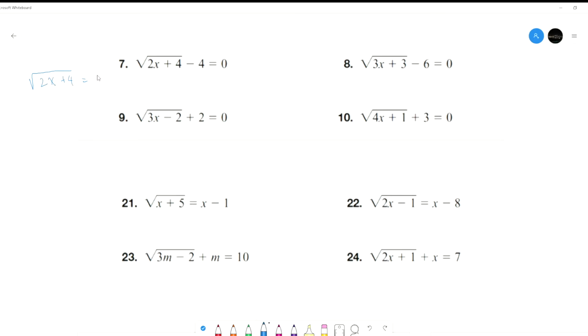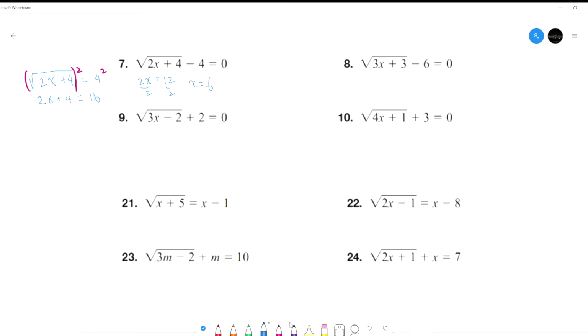So I got radical 2x plus 4 equals 4. And now I can square both sides. So I will square both sides. And now the radical is cleared on the left-hand side, so I get 2x plus 4 is equal to 16. Now the radical is gone, I can try solving for x, so I want to subtract 4 on both sides. So I get 2x is equal to 16 minus 4 is 12, and then I can divide both sides by 2, and I get x is equal to 6.